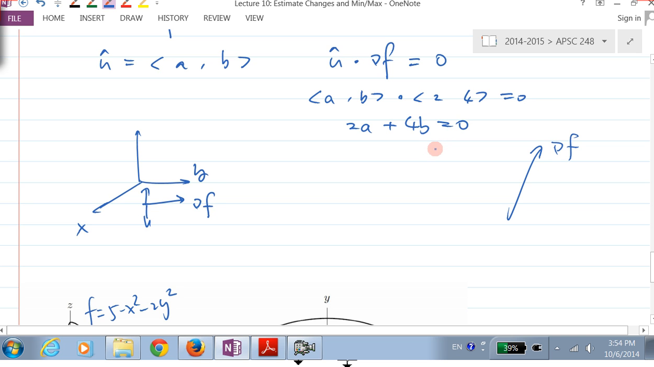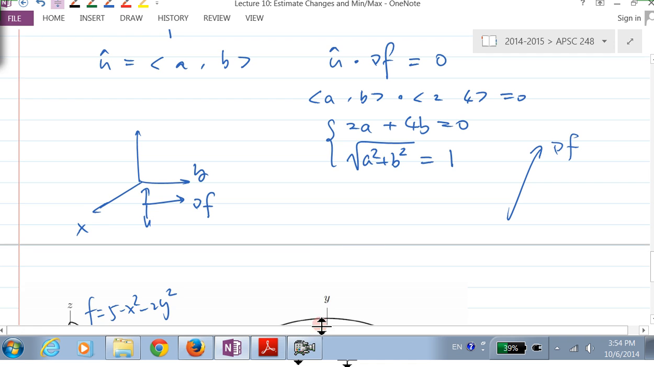So what are we missing here? We basically missed one requirement. Look at this. U hat is a unit vector, right? So A and B have to satisfy what? Equal to 1. So we have these 2 equations here to solve for A and B. Does that make sense? Now this is a very technical way to solve it, but now I want to show you a very intuitive way to solve it.